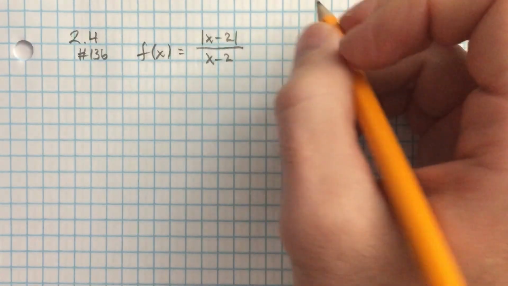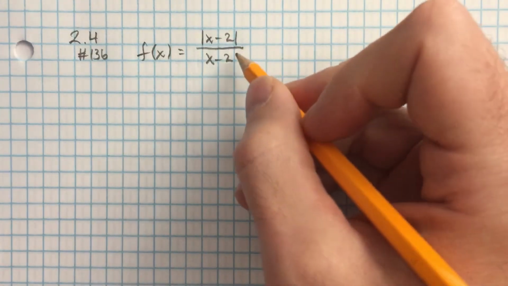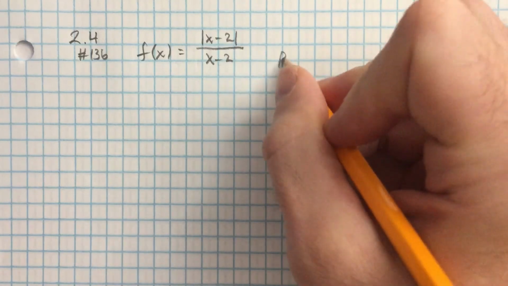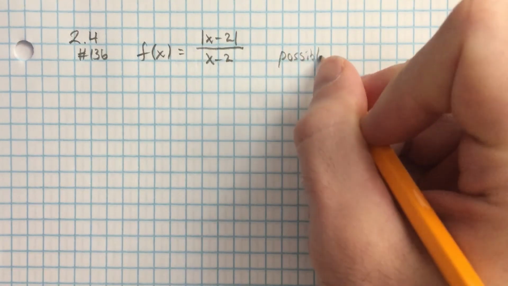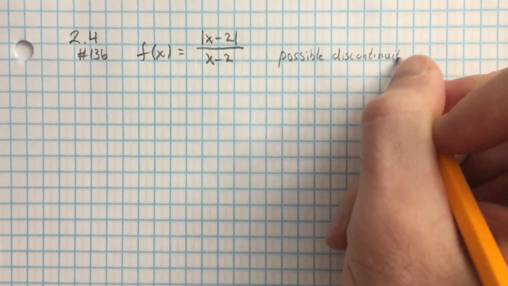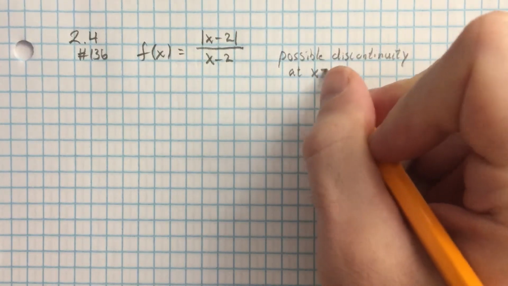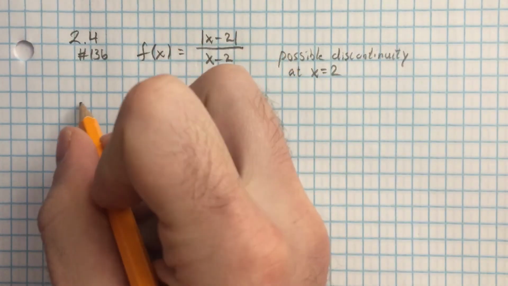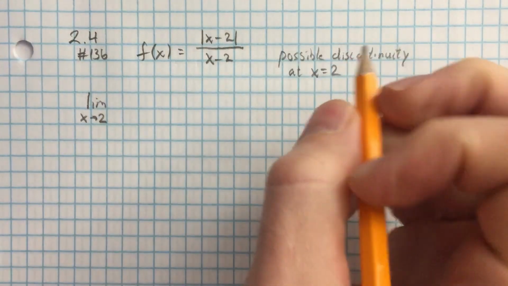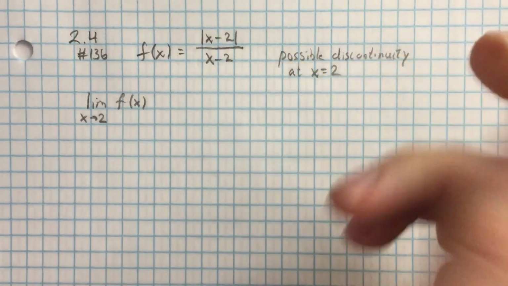So the only possible discontinuity would be happening at 2 again, because the denominator is x minus 2. So there is a possible discontinuity where the bottom would be 0. So at x equals 2. So now let's just see what's going on there. We'll take the limit as x approaches 2 of our function. Okay? Let's see what that is.